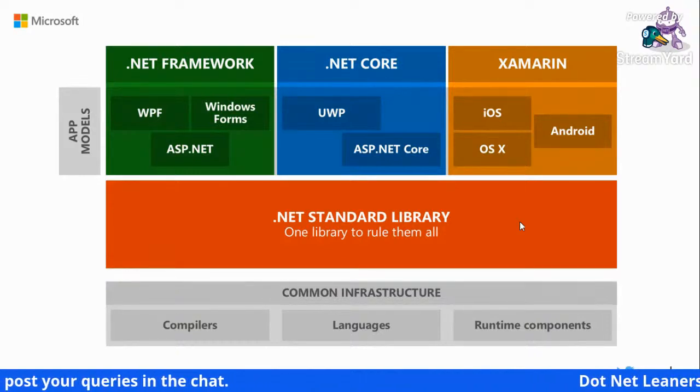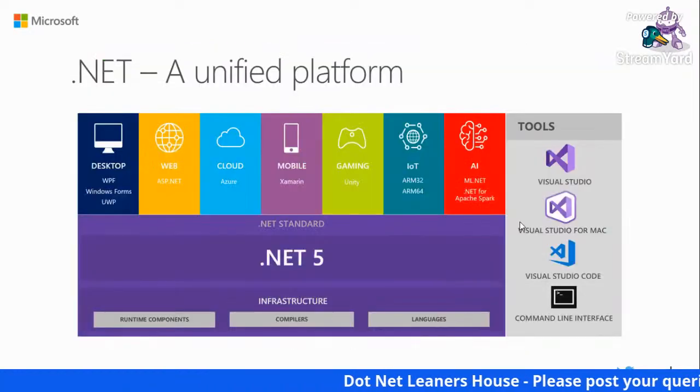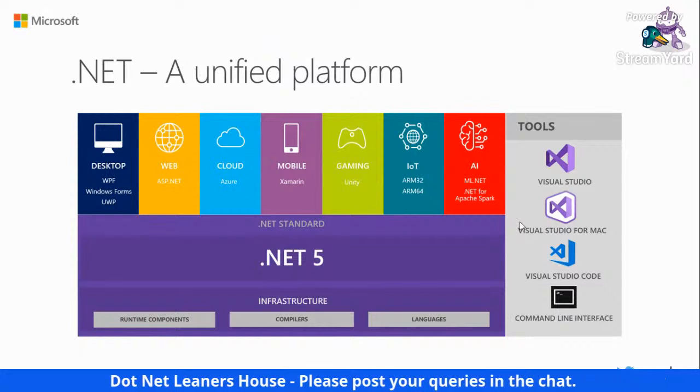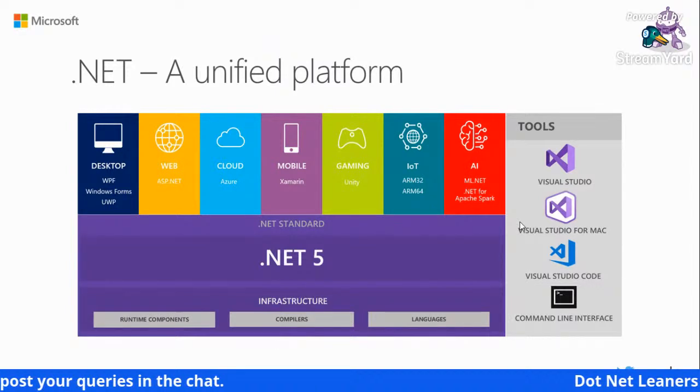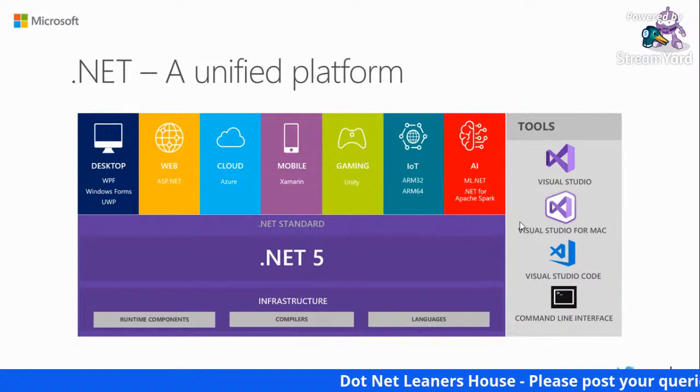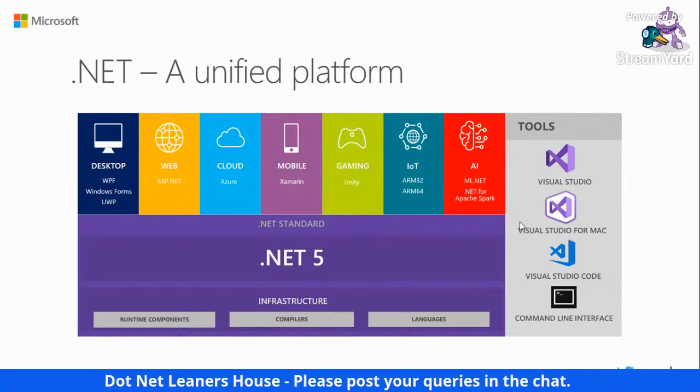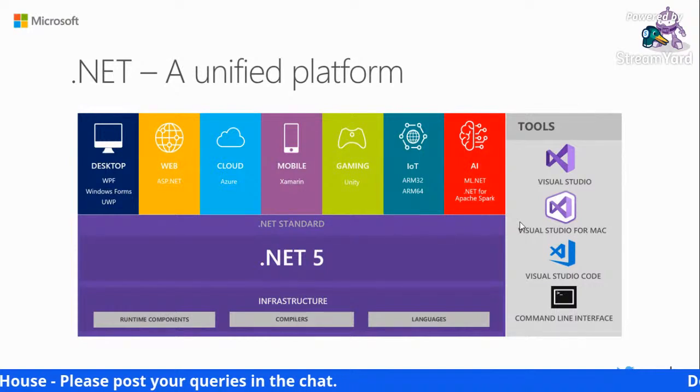In early October 2020, they came up with a solution by introducing .NET 5. So what is .NET 5? As I said, hereafter you don't have to learn about Framework, Core, and Standard. It's going to be a single platform, .NET 5, where you can develop all types of applications: desktop, web, cloud, mobile, gaming, IoT, AI, etc. So you can develop a whole lot of applications.